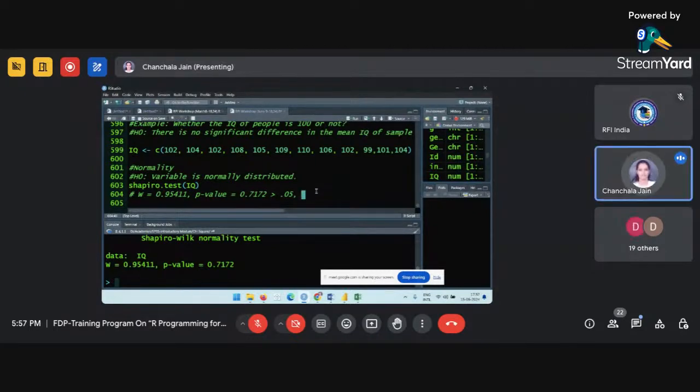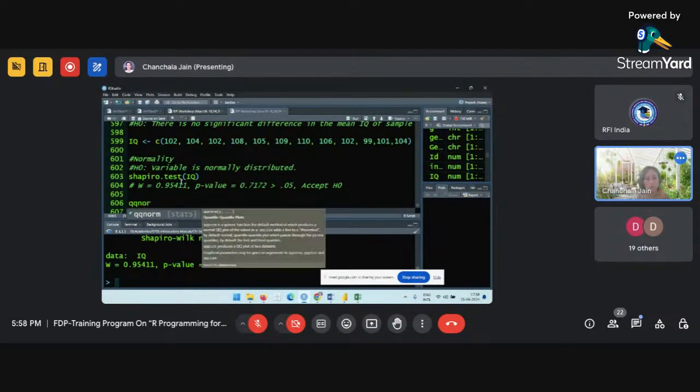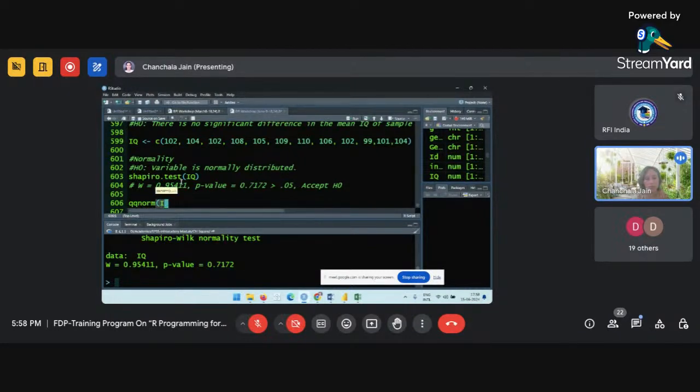Are we accepting the hypothesis or rejecting it? Accepting H0. Very correct. Thank you so much, ma'am. We will accept H0 and we'll conclude that variable is normally distributed. So this is the first way of checking the normality. The second way of checking the normality is QQ norm, and you can apply here IQ. So this was the first method, and now this is the second method, QQ norm.